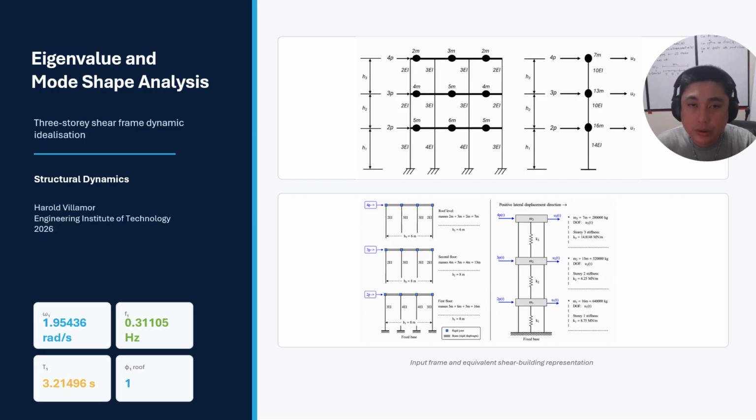The analysis uses the assigned frame geometry and converts it into a 3-degree-of-freedom lateral model, where each floor level has one horizontal displacement coordinate. The final result is a physically consistent first lateral sway mode, normalized so that the roof displacement is equal to 1.